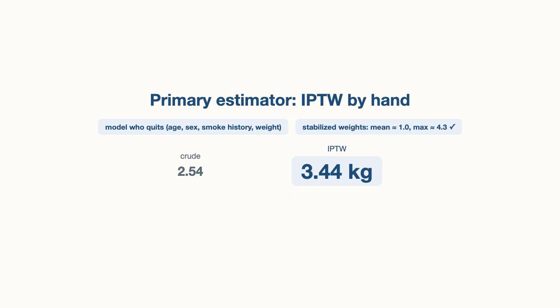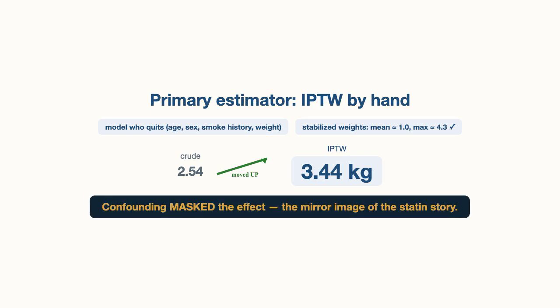Look at the direction. Weighting moved the estimate up from 2.54 to 3.44. The confounding had been hiding the effect because older, heavier quitters gain less regardless. This is the mirror image of the statin story, where confounding faked a benefit. Here it masked a real one. Confounding has no preferred direction.